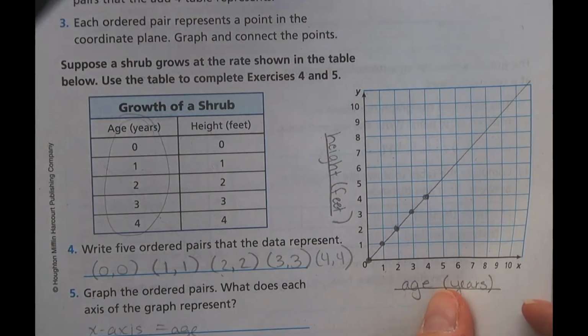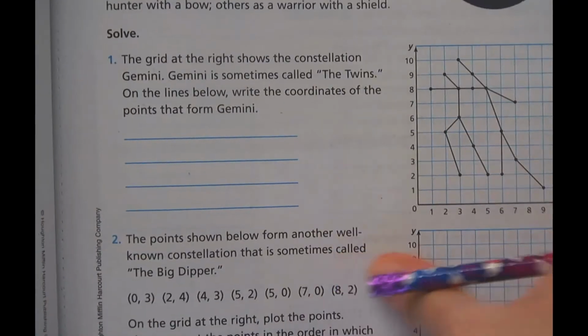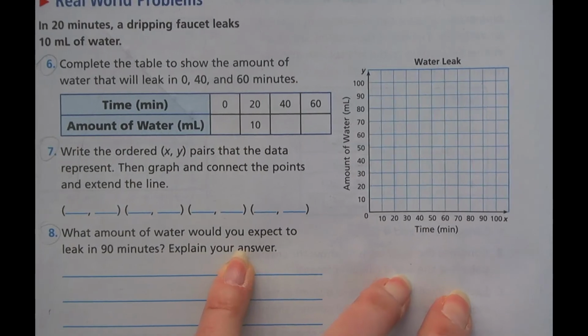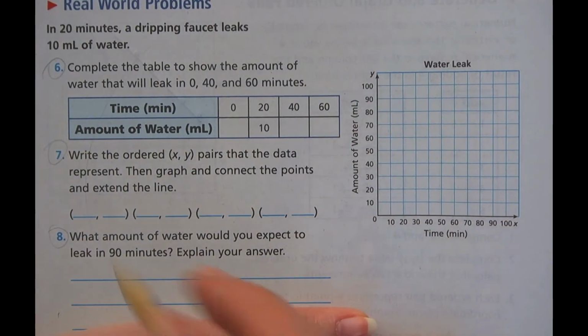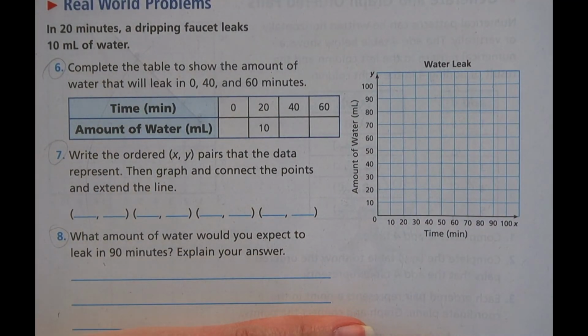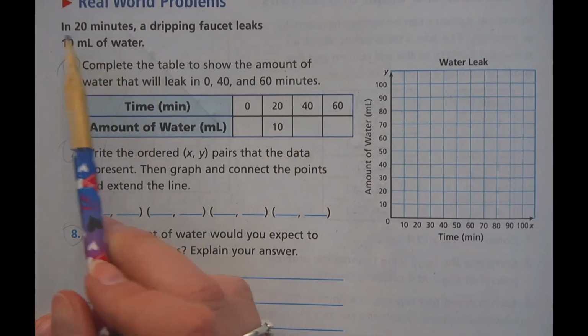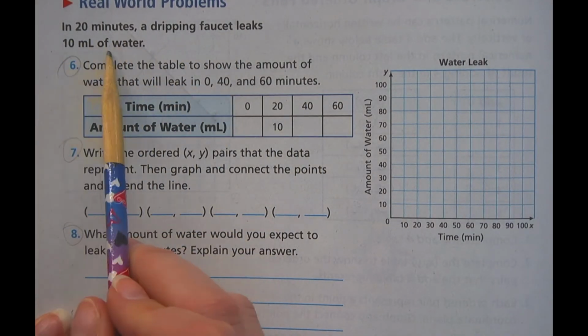The next step is we want you to try this next page. You're going to try this one on your own. So 6, 7, and 8 you're going to do on your own. And I'm going to just quickly talk through it, and then I'll give you one little thing for the one after that. So in 20 minutes, a dripping faucet leaks 10 milliliters of water.